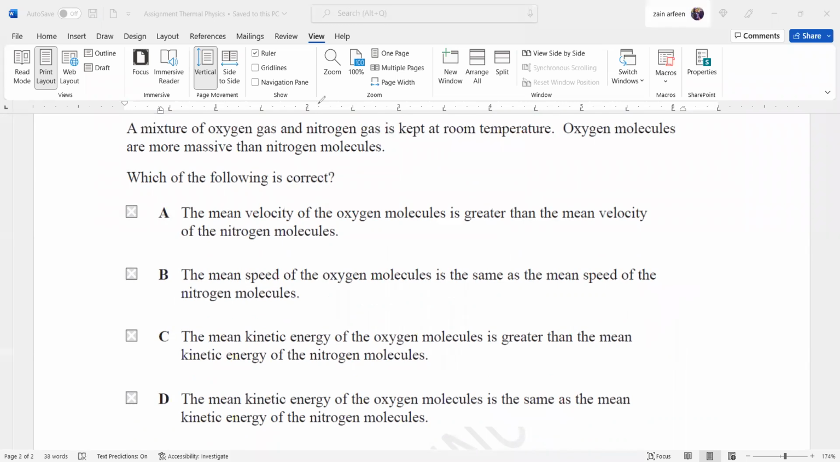So how do we identify the correct statement? If they are at the same temperature, the kinetic energy will be the same, and kinetic energy is half mv squared. Because the oxygen molecules are massive, they have more mass, so oxygen molecules will move slower. Nitrogen molecules are lighter, so their mass is small and they will move at a higher speed.